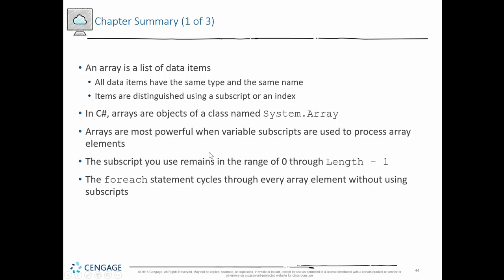So, to summarize, again, an array is a list of data items. All data items must have the same type. They're all referenced under the same name. You distinguish one item from another by its subscript or index. They are 0-based, so it's always in the range of 0 through the length of the array minus 1. All arrays are objects of the System.Array class. Arrays are most powerful when you use them along with loops. You can use a for, a while, or even a foreach, but with a foreach, you're not allowed to change the values.